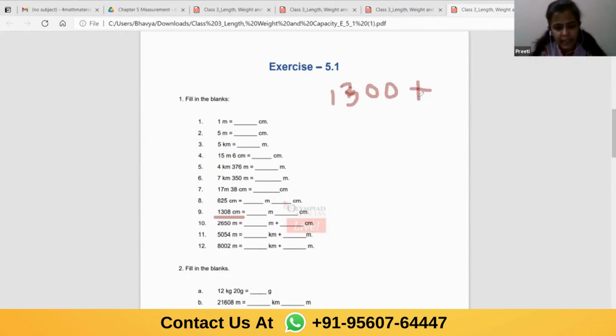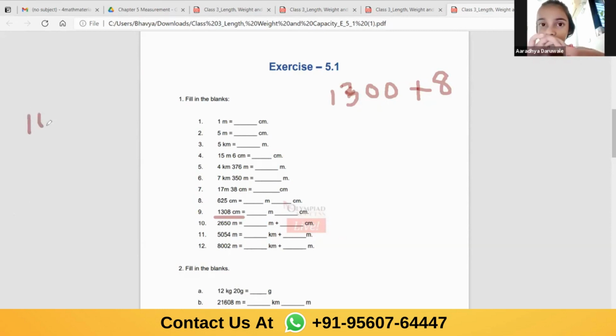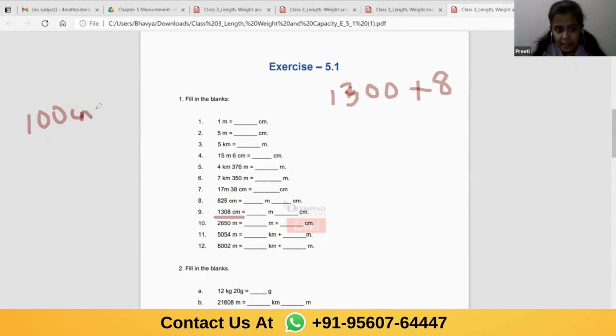Okay, no. Splitting it up like this will create a problem. 1,003? No, I think this is the best way. 1,300 plus 8. Can I write it like this? Yes, ma'am. Okay. Now, if 100 centimeters make 1 meter, then 1,300 centimeters will make how many meters?